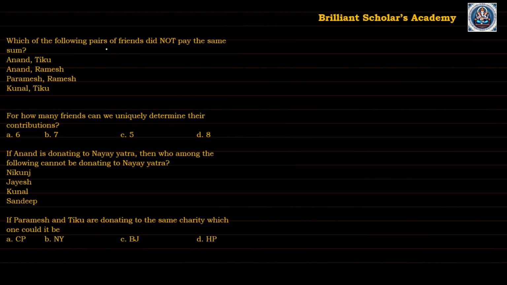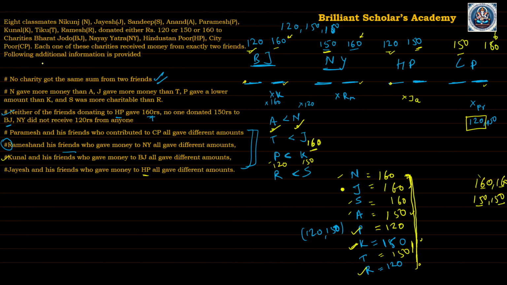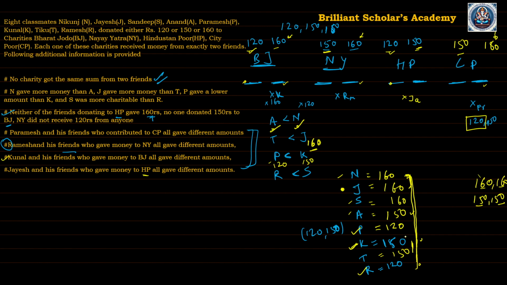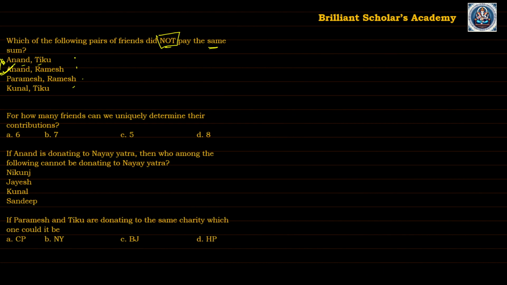What are the questions asked? Which of the following pairs of friends did not pay the same sum? So three of these pairs are paying same sum. One of them is not. Let us look at that. Anand and Tiku. So Anand is paying 150 and Tiku is paying 150. So this pair pays the same. I don't want that in my answer. Anand and Ramesh. Anand pays 150, Ramesh pays 120. There's your pair. Anand and Ramesh do not pay same sum. That is the answer. Let us look at others as well.